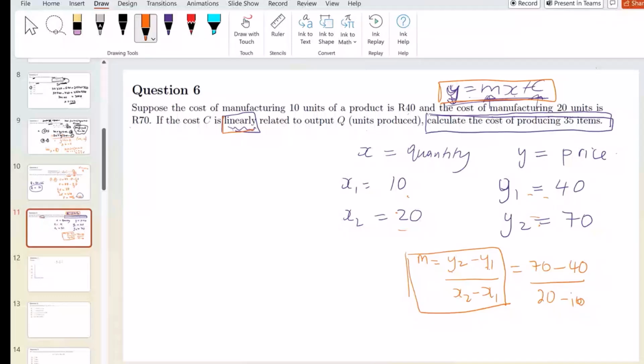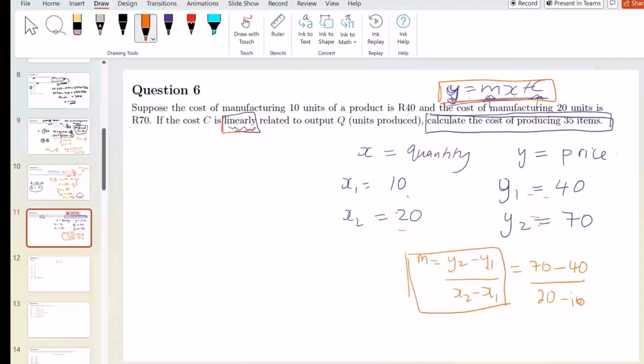So 70 minus 40 is just going to be equal to 30, and then 20 minus 10 is equal to 10. So this is just going to be equal to 3. So my gradient is equal to 3. Now I'm already in a mathematization space. So my y is equal to 3x plus c.